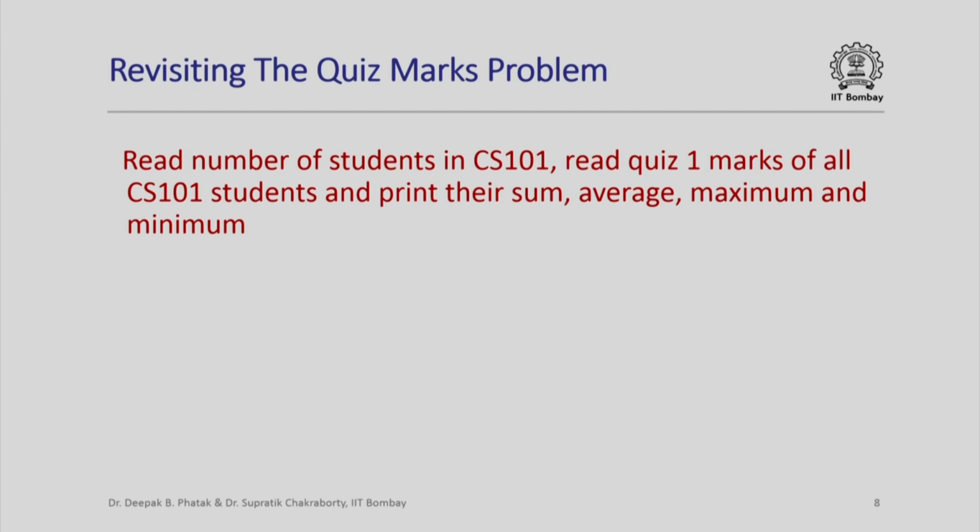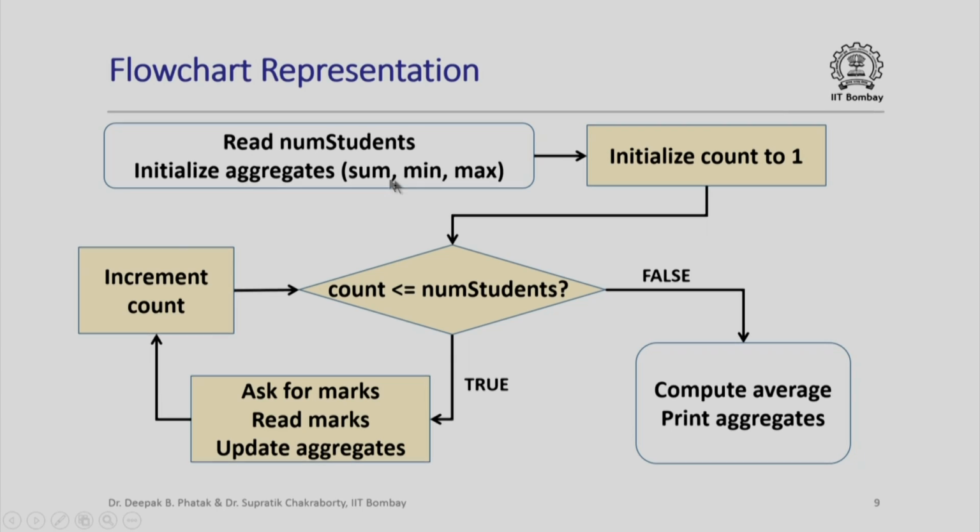Now, let us revisit the problem of aggregating quiz 1 marks of CS101 students that we have seen in an earlier lecture. In this problem we are required to read the number of students in CS101, then read quiz 1 marks of all of these students, and then print their sum, average, maximum and minimum. Here is how we might plan to solve this problem using a flow chart.